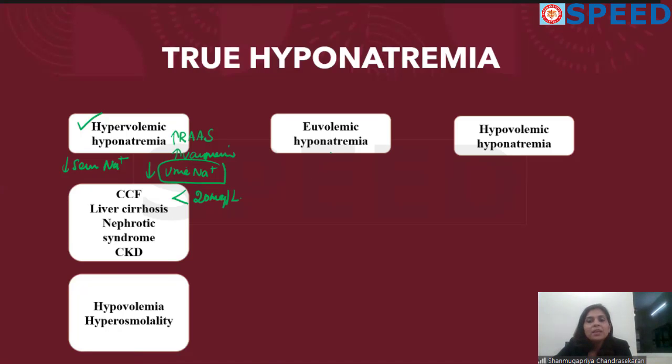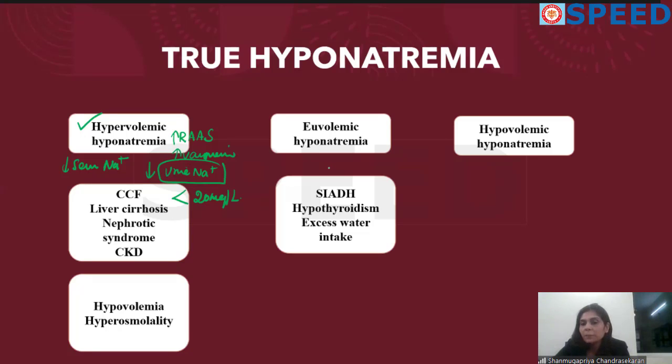Now about euvolemic hyponatremia. When will you find euvolemic hyponatremia? The most well-known cause would be syndrome of inappropriate antidiuretic hormone. SIADH is a form of euvolemic hyponatremia. And apart from that, hypothyroidism also presents as euvolemic hyponatremia. And the third example for euvolemic hyponatremia is psychogenic polydipsia. So these are the three causes of euvolemic hyponatremia.